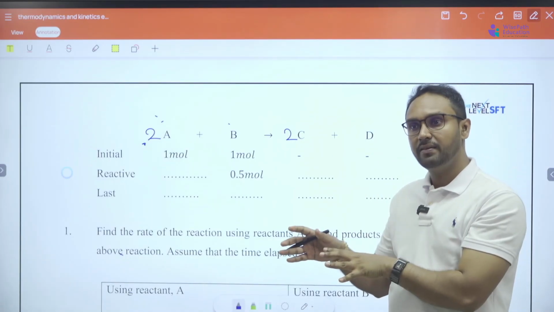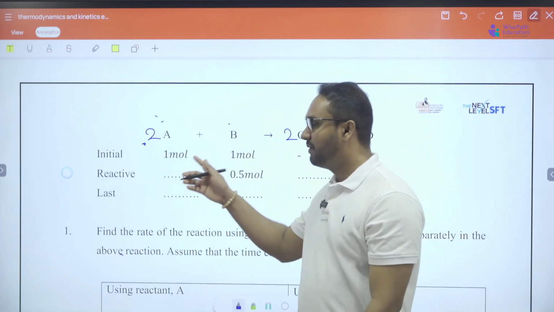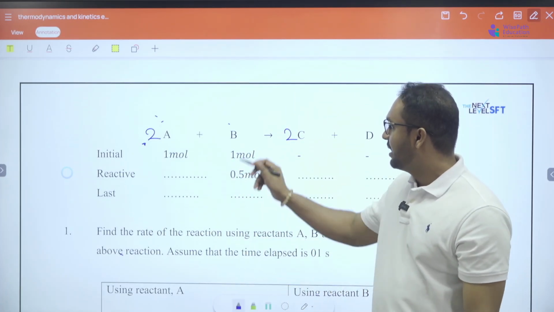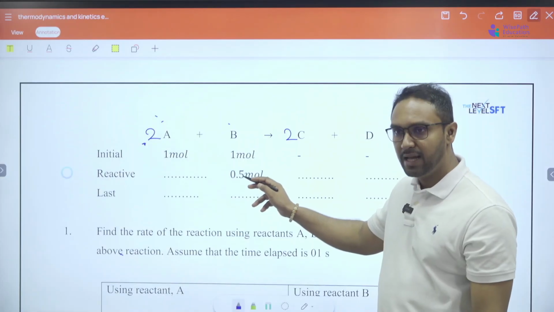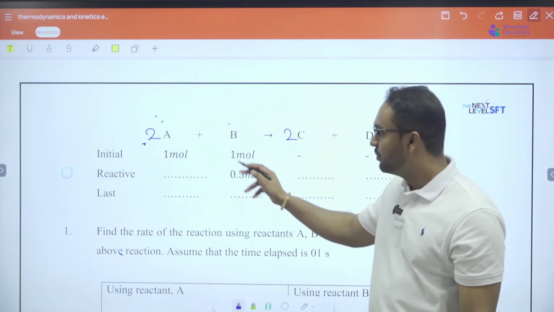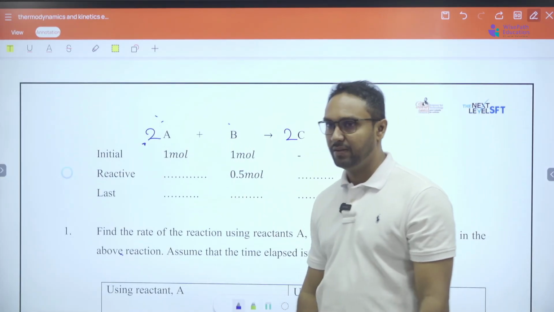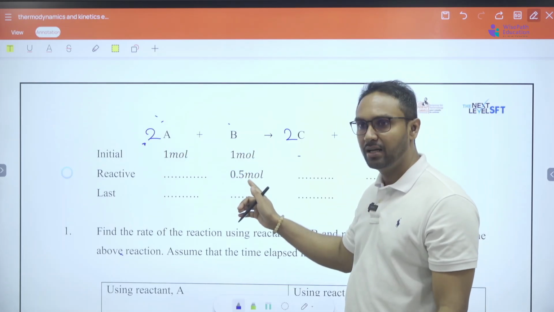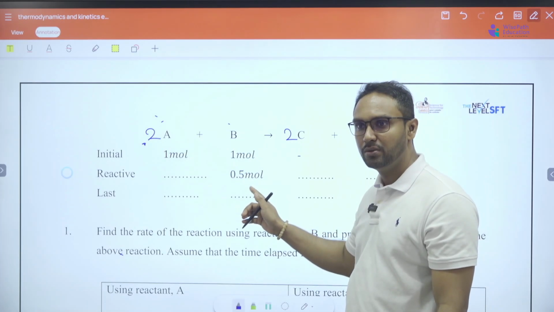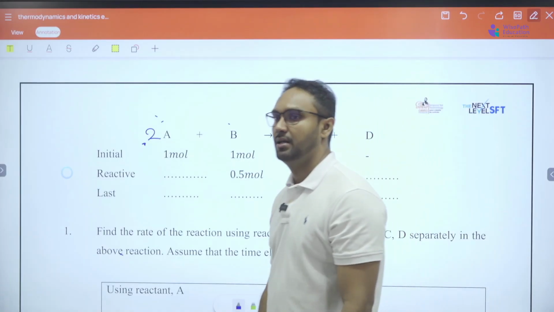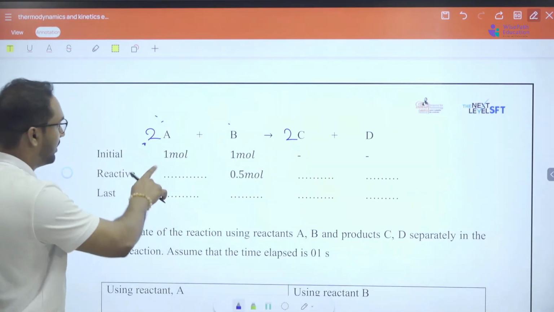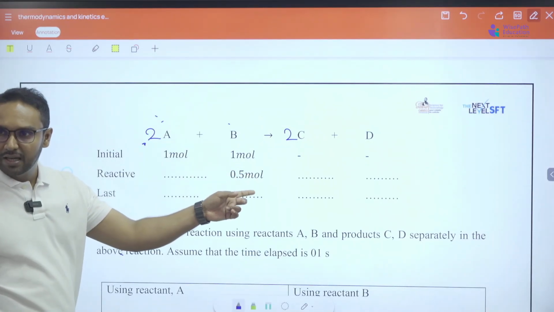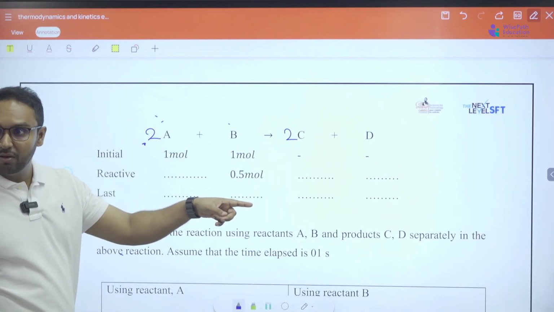But the amounts that are available are 1 and 1, right? So now tell me what happens. Like 0.5 of the B is reacting. How much of A should react with 0.5? If it is 1 to 2, how much should react? 0.5 to 1 should react. Get it? So it reacts 1 mole of A with 0.5 mole of B. That is what you call the stoichiometry.